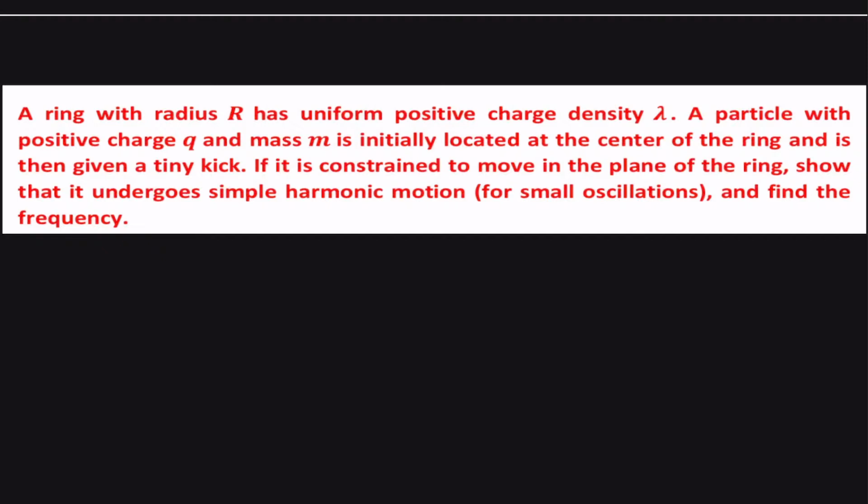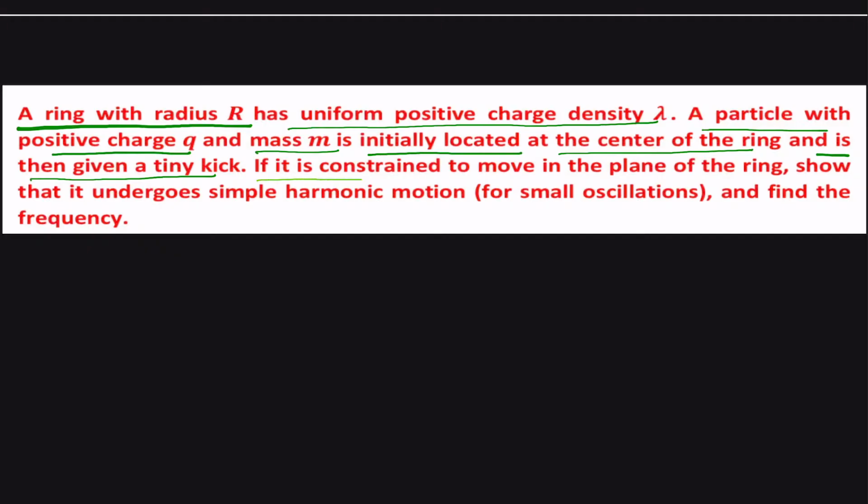So the first question states that a ring with the radius r has a uniform positive charge density lambda. A particle with a positive charge q and mass m is located at the center of the ring and is then given a tiny kick. If it is constrained to move in the plane of the ring, show that it undergoes simple harmonic motion for small oscillations and find the frequency.